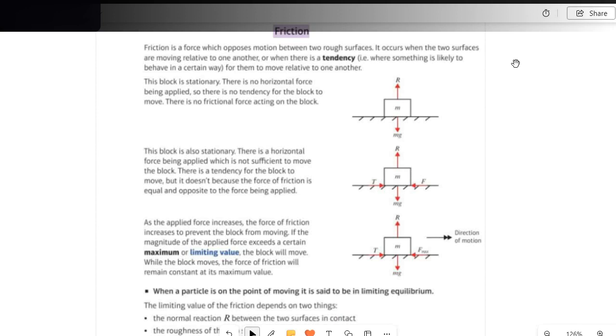Now let's move on to friction. Friction is a force which opposes motion between two rough surfaces. It occurs when the two surfaces are moving relative to each other, or when there is a tendency for them to move relative to one another.